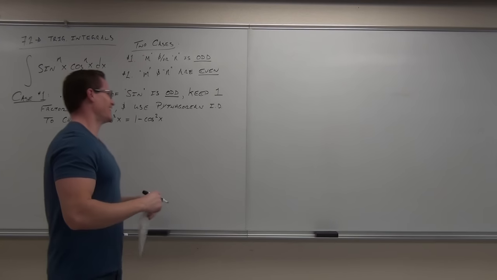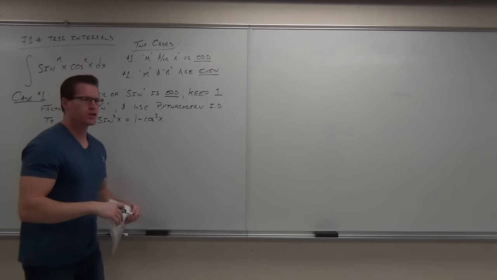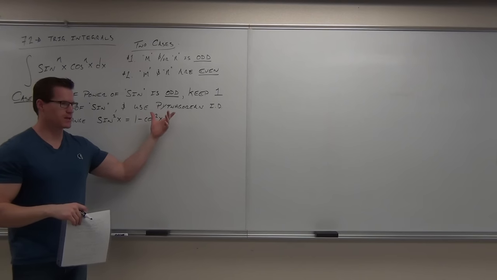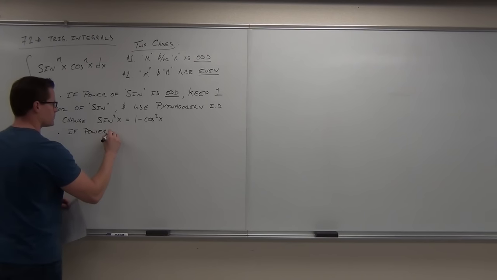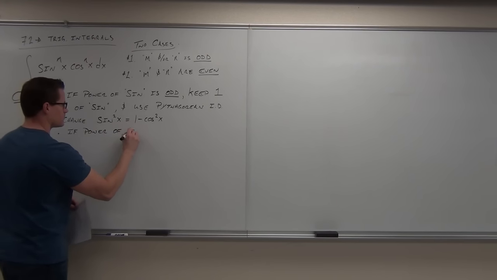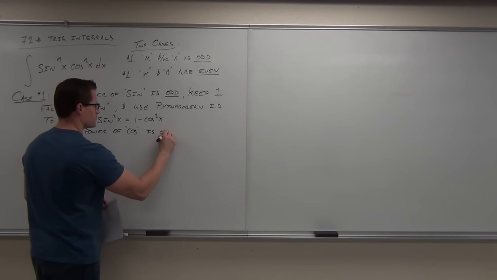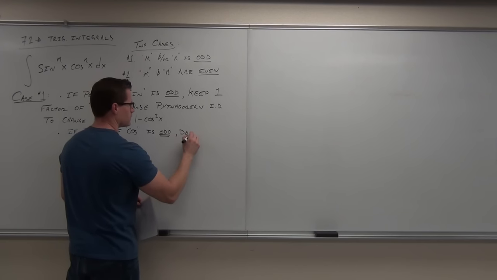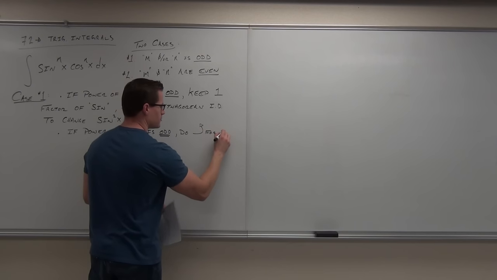Yay. If it's the power of cosine that's odd, you do the same exact thing only with cosine. Does that make sense? So if the power of cosine is odd, do basically this for cosine.